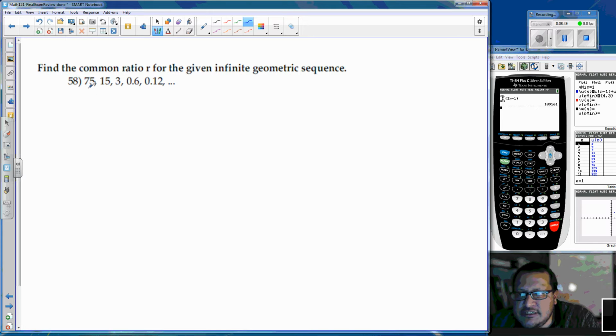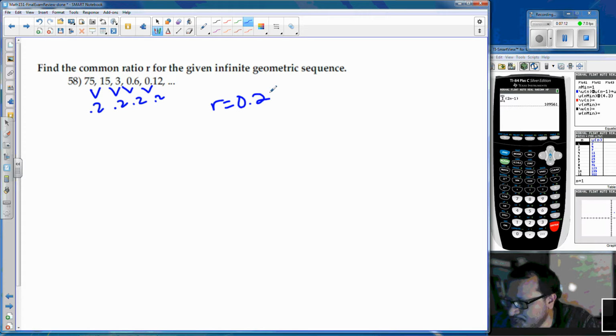Find the common ratio. This goes down by a third. This goes down by a third. No, it goes down by a fifth. My bad. This is a fifth, so 0.2. So r equals 0.2.